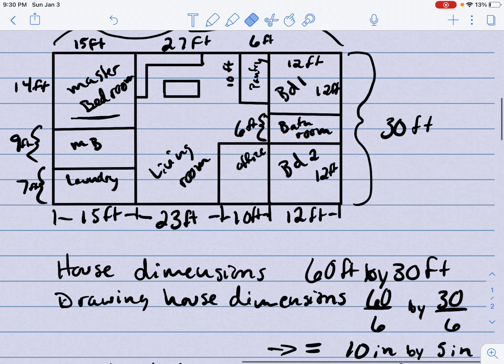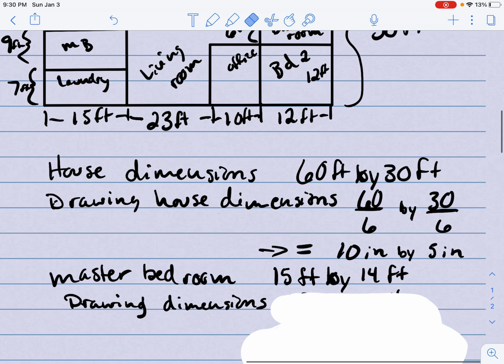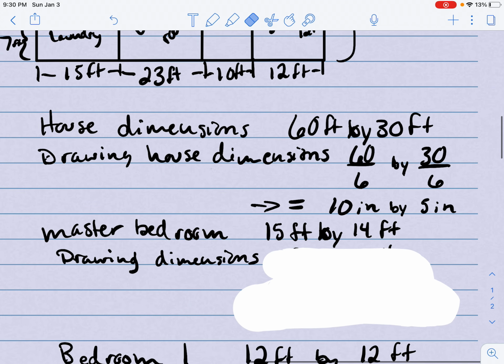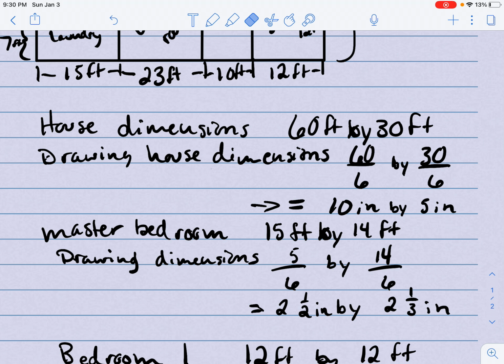Okay, next, so looking at the master bedroom here, so that is this room right here. Then it is 15 feet by 14 feet. So master bedroom, 15 feet by 14 feet. So we're going to divide both those by our scale, which is 6. And when we do that, you get, whoops, that should be a 15 over 6. 15 over 6 gives us 2.5. 14 over 6 gives us 2 1/3 inch.